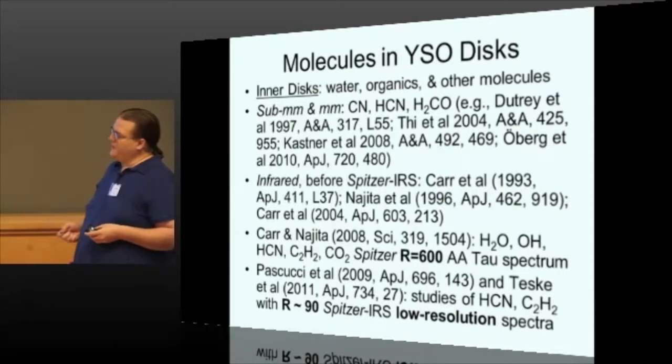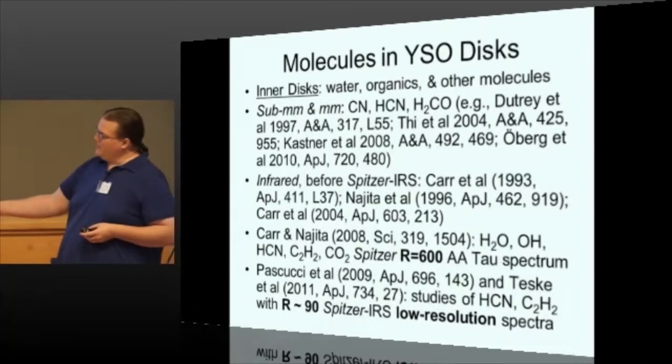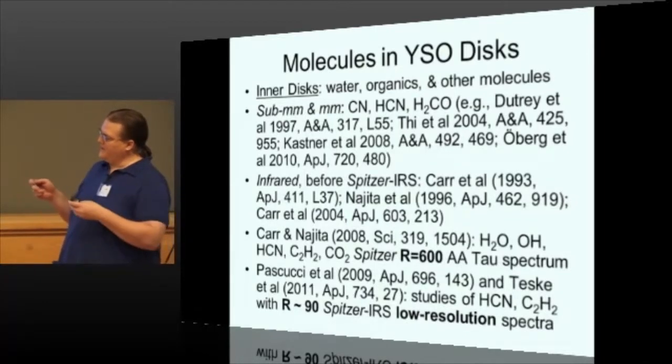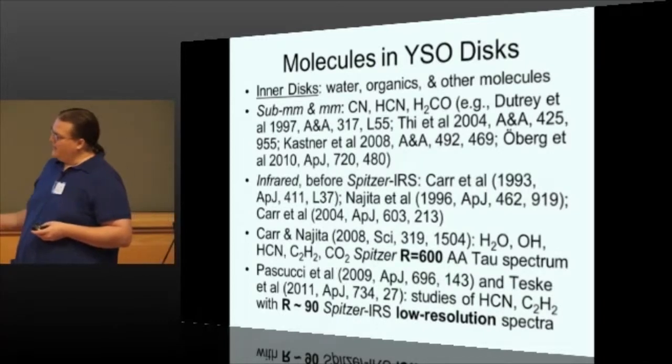A few years into the mission, there were a number of papers, here's the first one, that began reporting various molecules from the slightly higher resolution setting of the infrared spectrograph on Spitzer, finding things like water, OH, HCN, C2H2, and carbon dioxide. The resolution is wavelength divided by the spectral resolution element, so it's the smallest wavelength detail you can see on the spectrum. This isn't all that great, 600, but it's the best we can do. So people were studying things with the higher resolution setting.